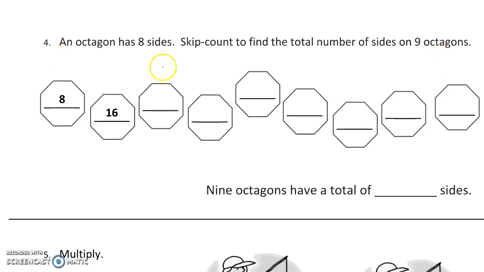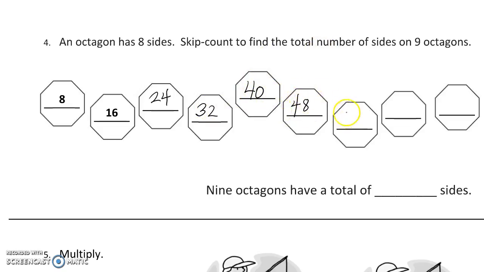It says an octagon has 8 sides. Skip count to find the total number of sides on 9 octagons. So here we have 5, 6, 7, 8, 9 octagons. So we have to count by 8s. So we have 8, 16, 24, then 32, and 40.